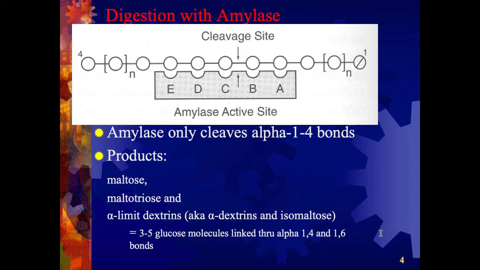But essentially all this is trying to show you is this is the linear portion of starch. Alpha amylase has to fill all binding sites, so it's looking for those linear portions. It's binding and it's cleaving and it's releasing. So here's what you end up with. You end up with maltose, maltotriose, and alpha limit dextrins. And I'll show you their structures in a minute. And alpha limit dextrins, also known as alpha dextrins or isomaltose, are 3 to 5 glucose molecules linked by both alpha 1 to 4 and alpha 1 to 6.